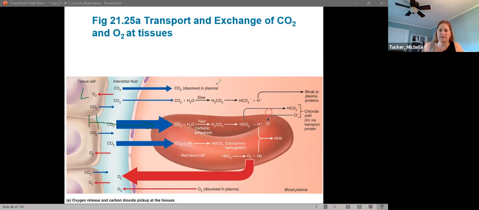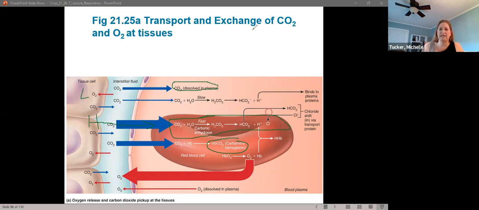Carbon dioxide, some will dissolve in plasma, some will get carried on the hemoglobin molecule, well, the red blood cell, the hemoglobin, the globin chain. But the majority of it will enter the red blood cell and be converted into bicarbonate and hydrogen ions. The bicarbonate will leave via the chloride shift. I would prefer the chloride switch, but I didn't name it.